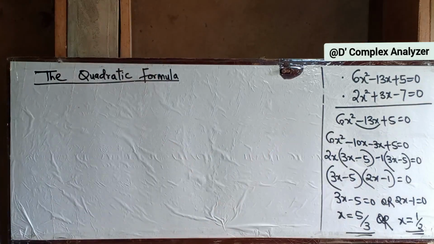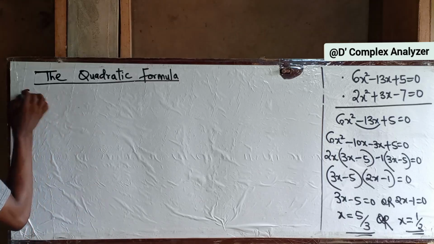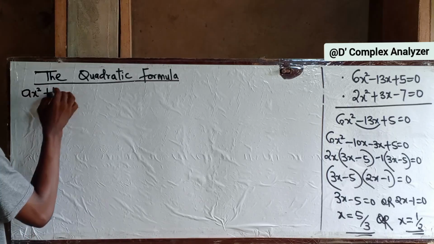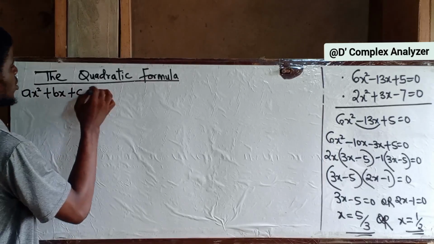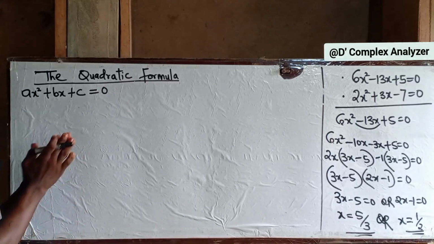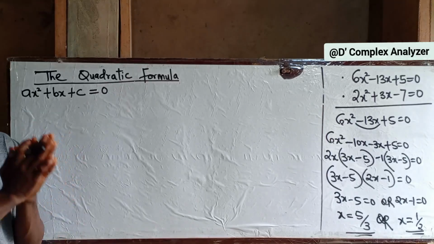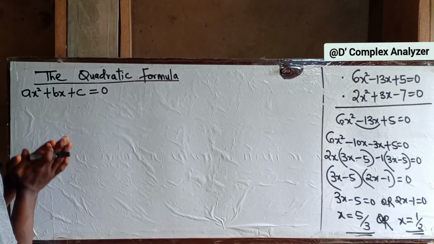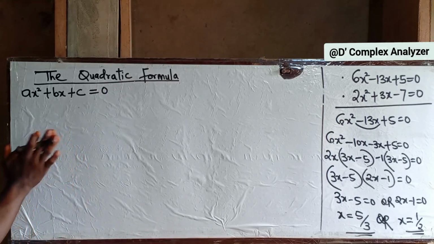Now, this is it. The general form of a quadratic equation is ax squared plus bx plus c equal to 0. This is the general form of all quadratic equations. Now, I want to show you the formula, the almighty formula, from this.